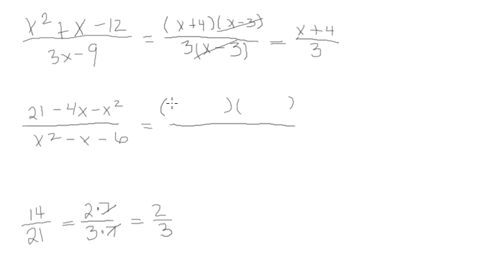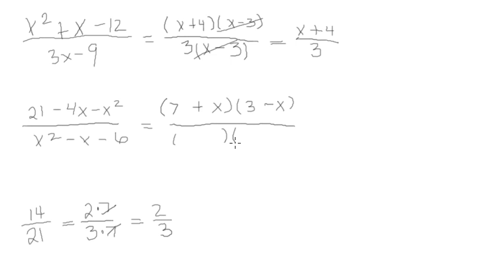I recognize that factors of 21 will be 7 and 3. Factors of a negative x squared have to be a positive x and a negative x. Now, I need to double check my foiling to make sure that I have the correct sign for my middle term. X times negative x would give me negative x squared. 3x is my middle terms, minus 7x would give me negative 4x. So I'm ready to factor the denominator.